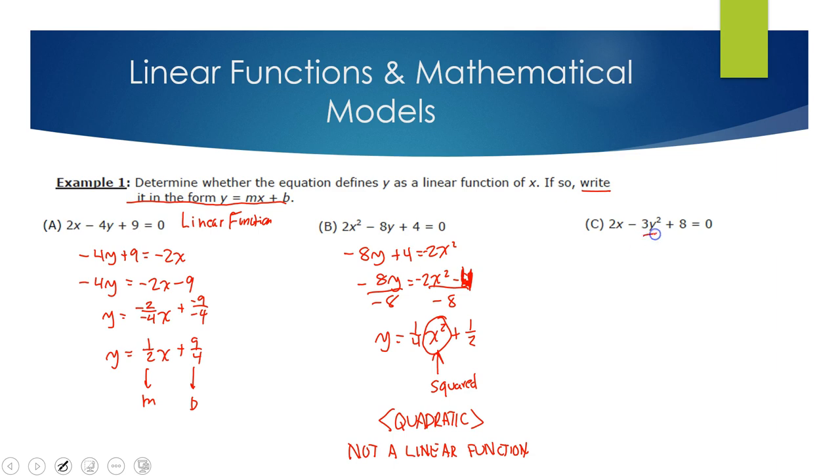And last but not least, C. Again, I see where the y is. I'm going to subtract 2x and 8 from both sides, just kind of cut to the chase. I'm going to divide both sides by -3.